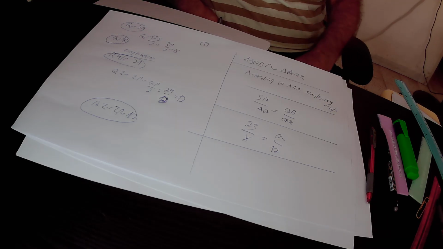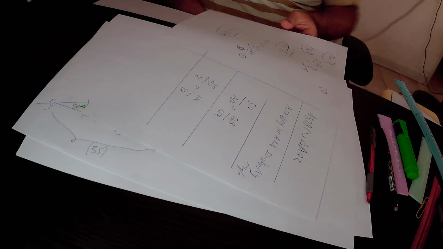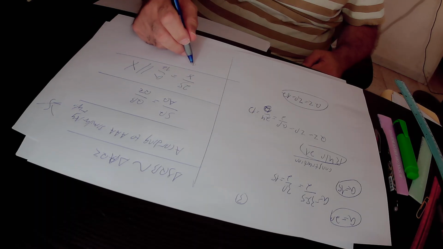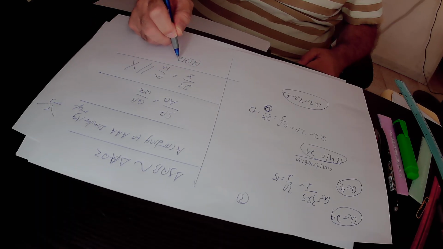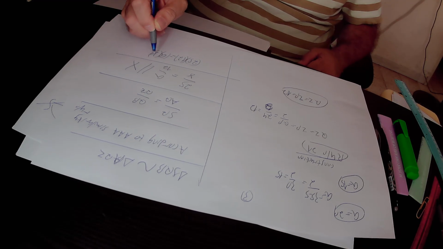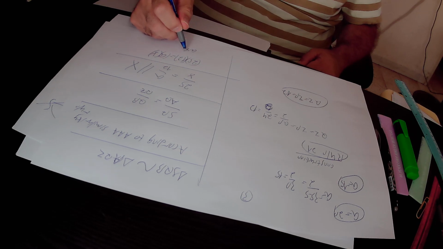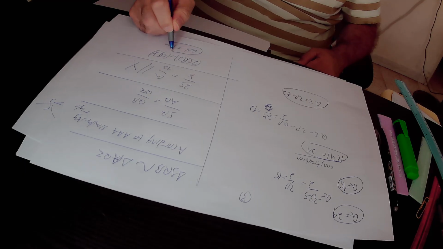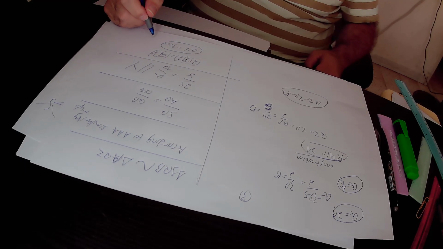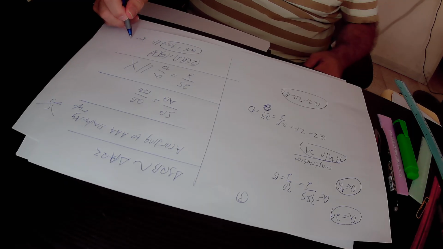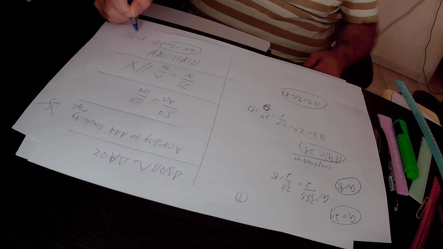Here we cross multiply this equation, and finally we get that 25 times 12 equals a times x. So a times x equals 25 times 12, that is 300. A times x equals 300. So here we divide this equation by a, finding that x equals 300 over a.